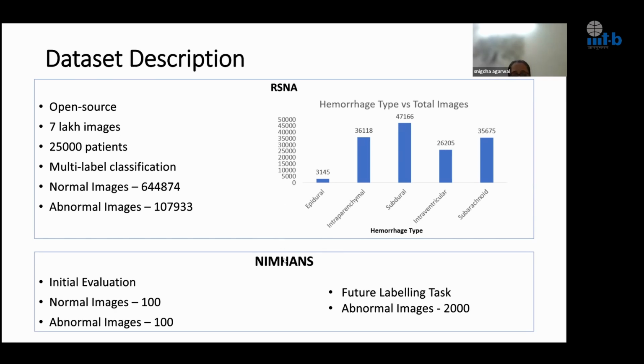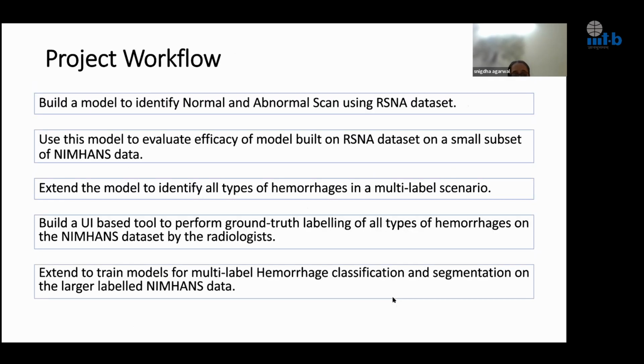The second data set that we have is from NIMHANS. We are currently at the initial evaluation using the NIMHANS data set. We are currently targeting 100 normal images and 100 abnormal images for this. We are going to extend this to a future labeling task where we would be labeling CT scans from 2,000 patients. So that's the target that we have.